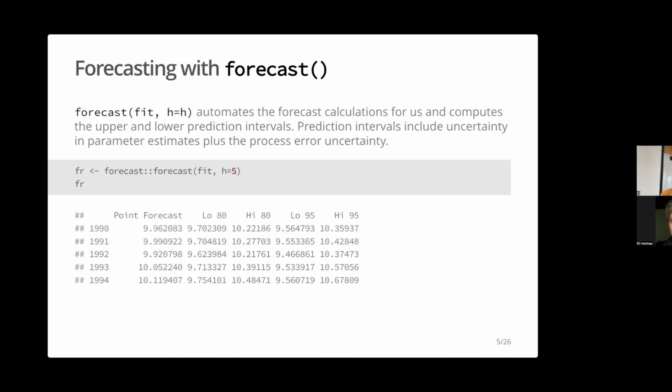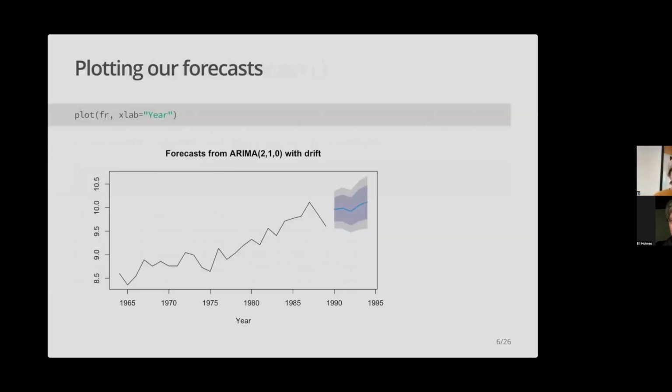It's automating all that calculation, and all you do is say forecast, give it your fit, and tell it how many steps forward you want to forecast, and it's going to give you the point forecast. It's going to give you your prediction intervals. These are the 80%, this is the 95%. Very nice, and it's really great.